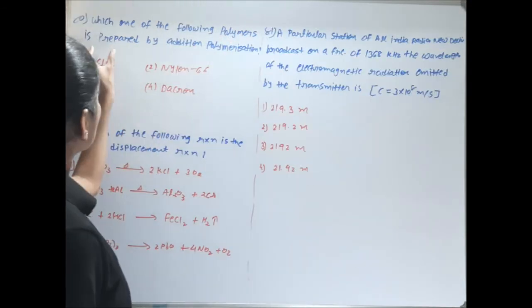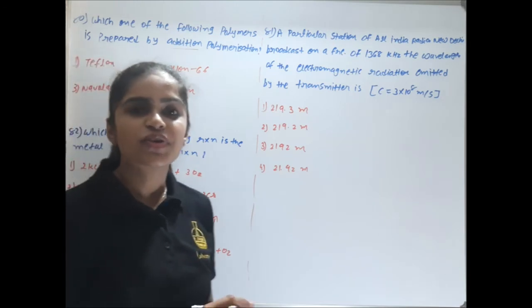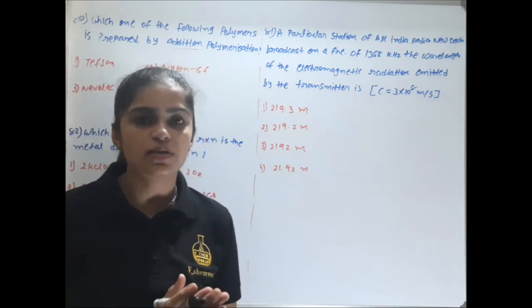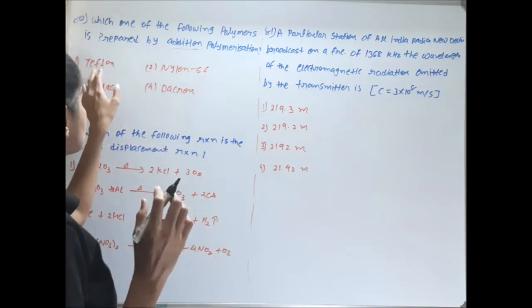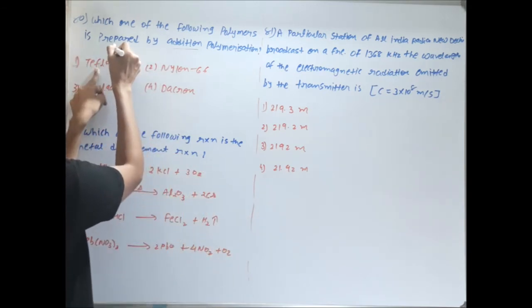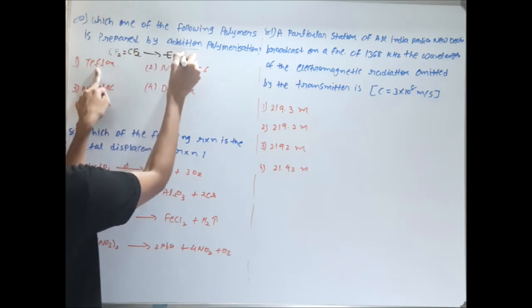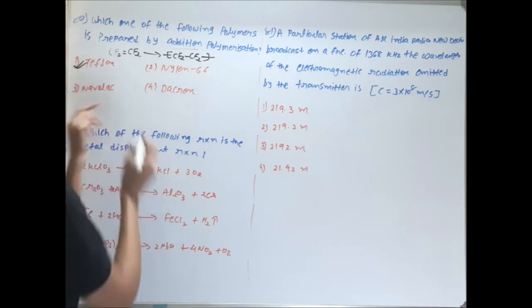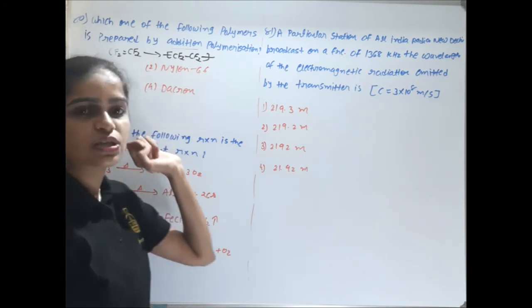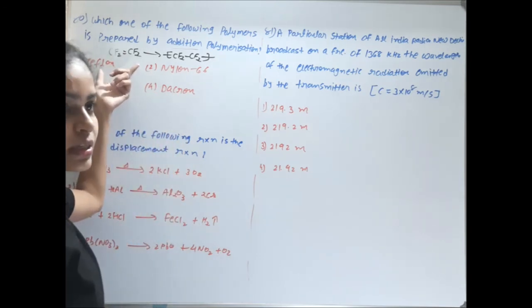Which of the following polymers is prepared by addition polymerization? Polymerization is divided into two types: addition and condensation polymerization. The given one is addition polymerization. We know that this is Teflon. Teflon is CF2 double bond CF2, which is converted into a chain of CF2 and CF2. So this is addition polymerization and all the other three are condensation polymerization. So the right option is Teflon.